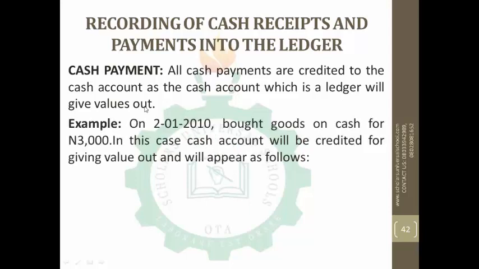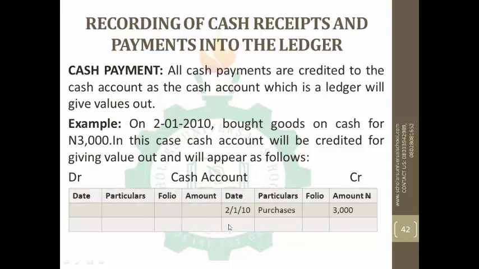Now take for instance, on 2nd of January 2010, you bought goods on cash for 3,000 naira, and in this case cash will be credited. Why? Because you are giving out value. When you bought goods, when you collected goods, what is happening to cash? You give out cash. So in that case, debit the receiver, credit the giver. You're drawing your table. You have to write the account you're preparing, debit and credit. Then on the credit side, 2nd of January 2010, purchases. How much? 3,000 naira. And that is that.